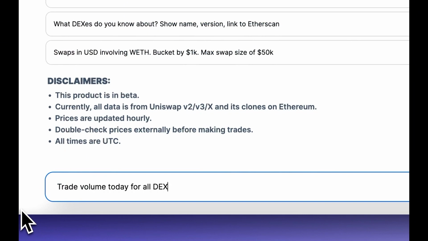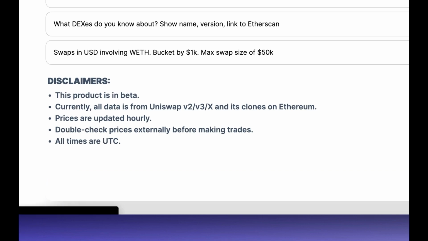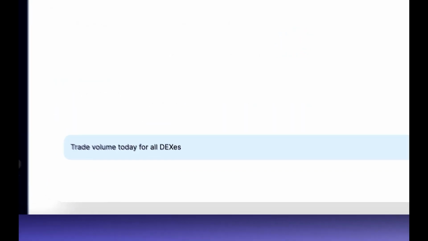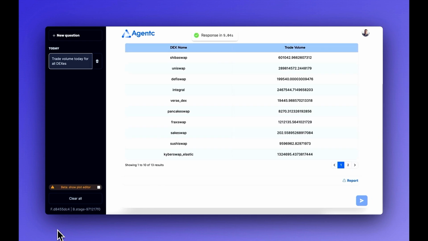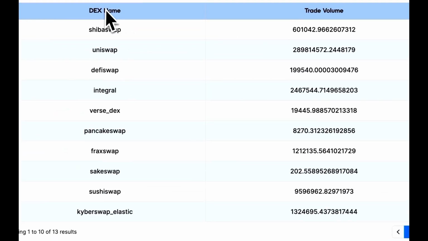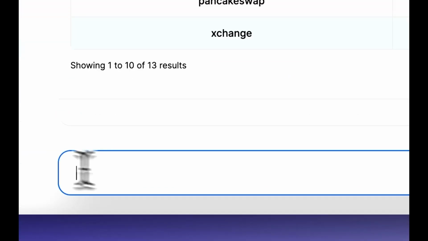So here I'm typing "trade volume today for all DEXs." What's happening is that English is being sent to the back end. It's being converted to SQL, ClickHouse SQL, and then it's returning the results and showing you the results.